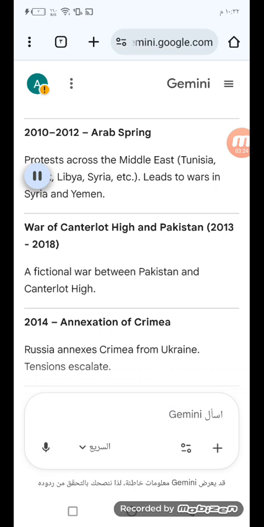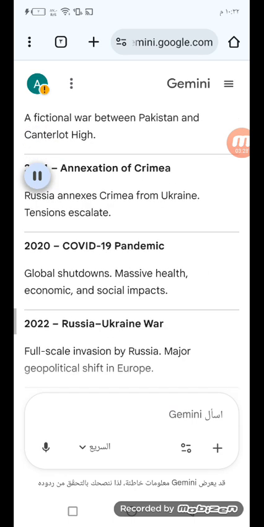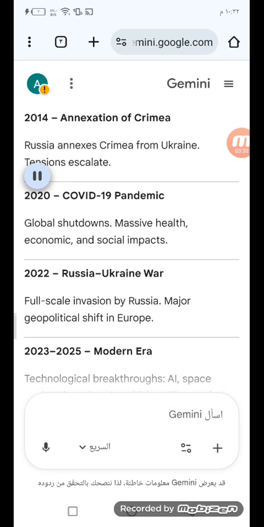2014, annexation of Crimea. Russia annexes Crimea from Ukraine. Tensions escalate. 2020, COVID-19 pandemic. Global shutdowns. Massive health, economic, and social impacts. 2022, Russia-Ukraine war. Full-scale invasion by Russia. Major geopolitical shift in Europe.